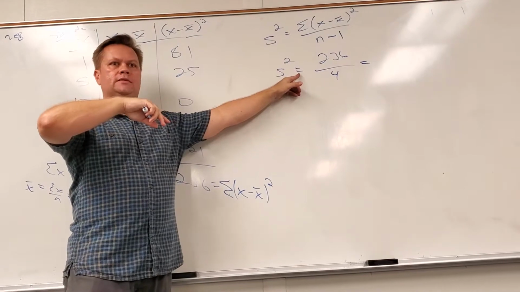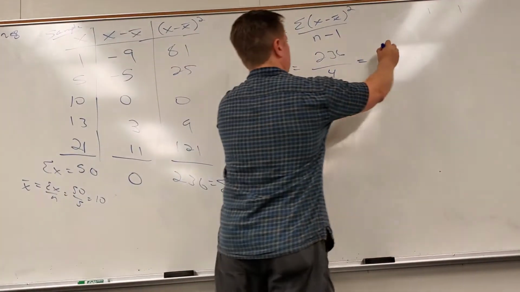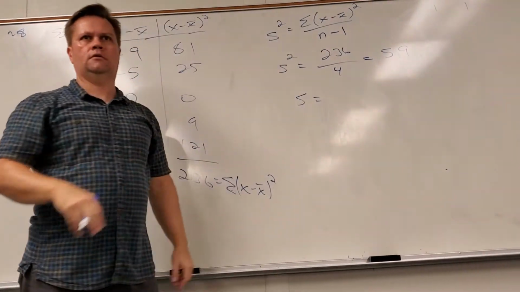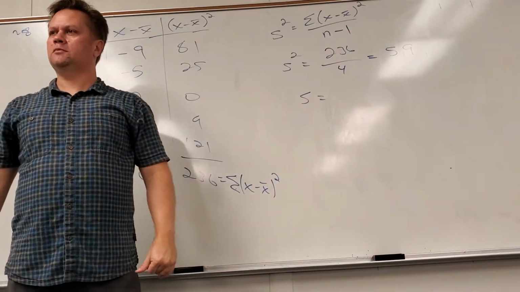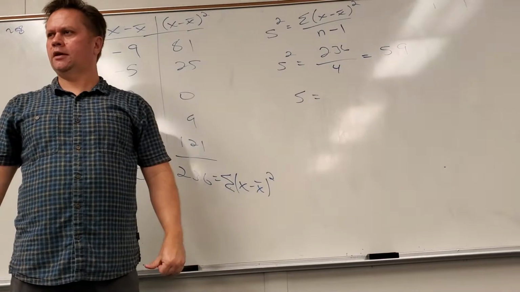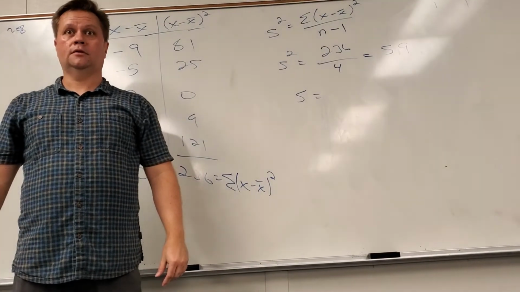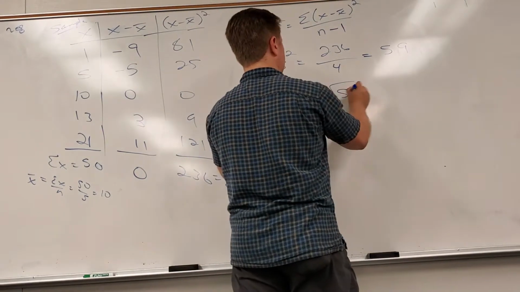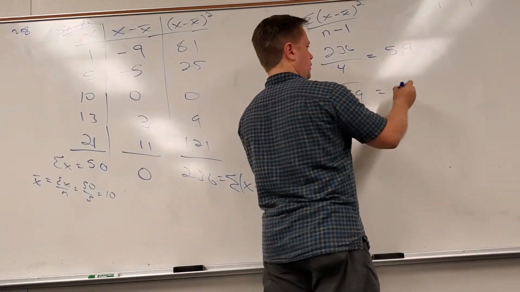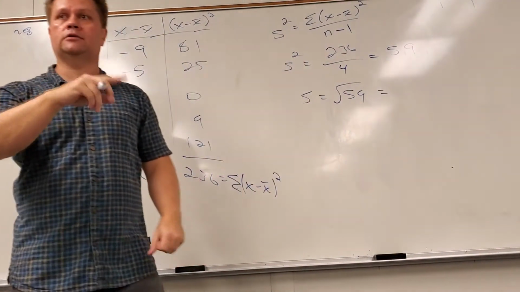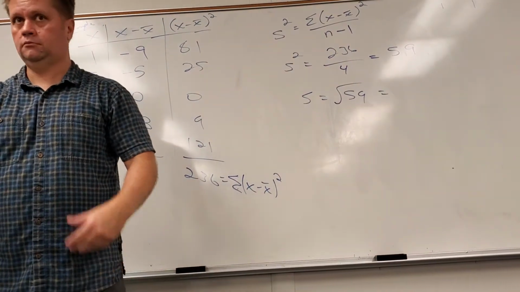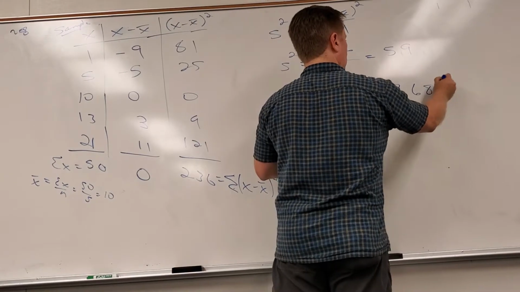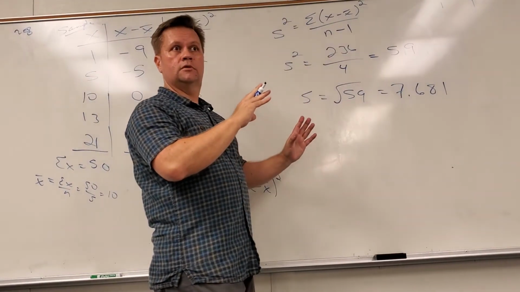So what do we get there? That's 59. So what's the standard deviation? It's actually smaller than my guess, isn't it? How do you get it? Square root. That's going to be a little less than 8. The square root of 64 would be 8. The square root of 59 is 7.661.